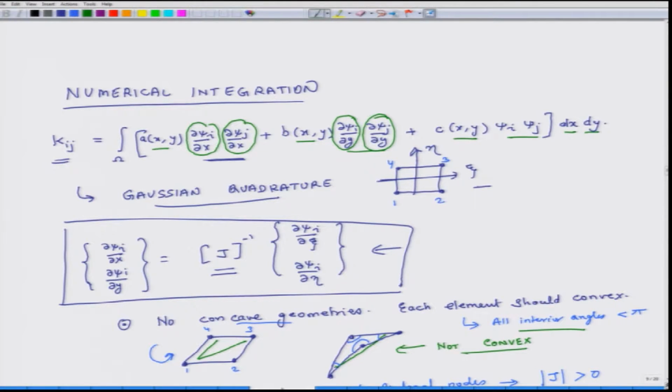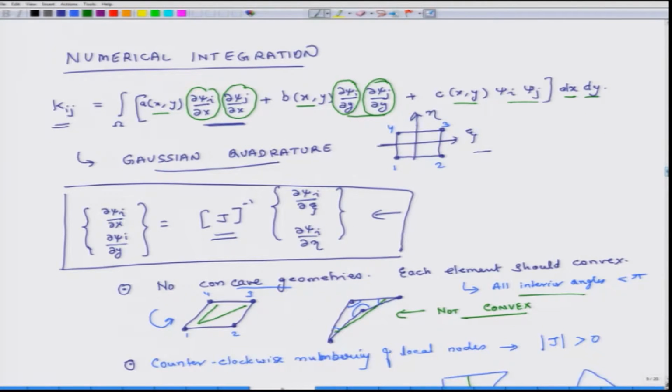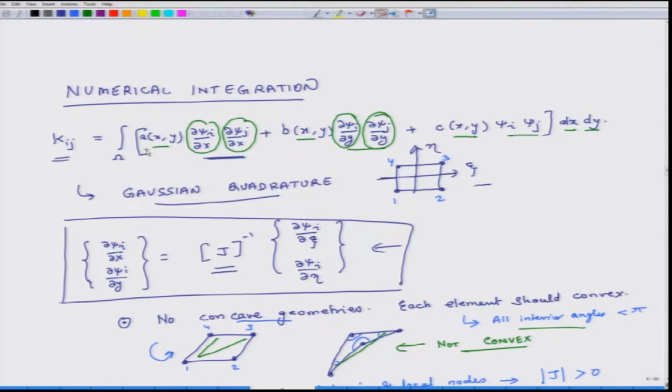Okay. So, the next thing we have to learn is what to do about A(x,y) and B(x,y). Now what we will learn is how to handle A(x,y), B(x,y), C(x,y), because they are functions of x and y, and we have to express them in terms of zeta and eta. So, that is not difficult.